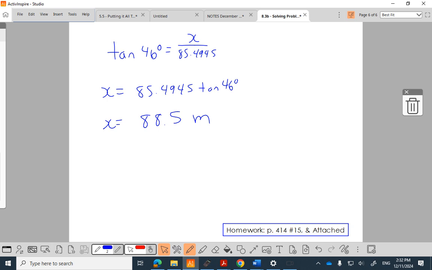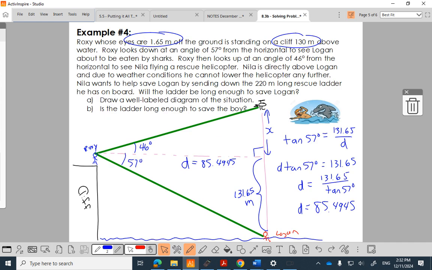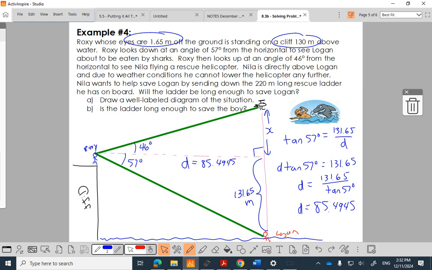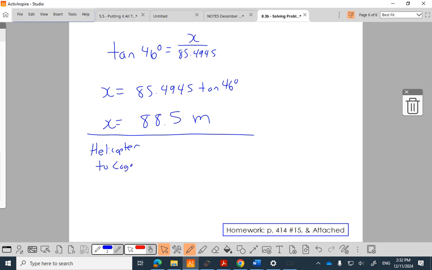Am I done? No. And I don't mean a final statement. We're not done calculating. Helicopter to, who's the swimmer? What was the swimmer's name? To Logan. Distance. Now we find out.